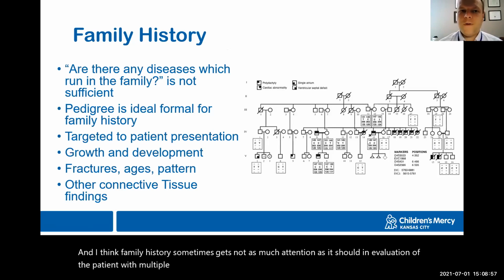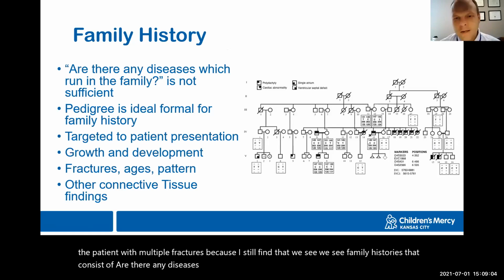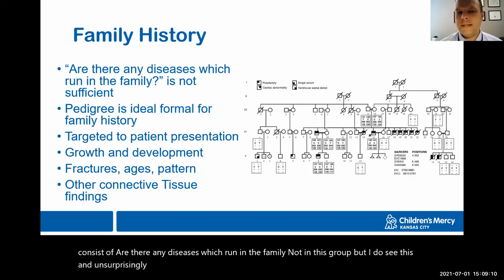Because I still find that we see family histories that consist of, are there any diseases which run in the family? Not in this group, but I do see this. And unsurprisingly, we don't get a rich data set when we have that sort of resolution to our family history.